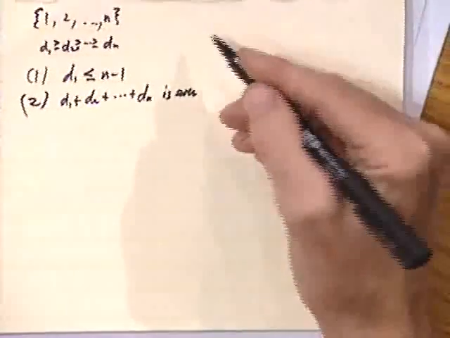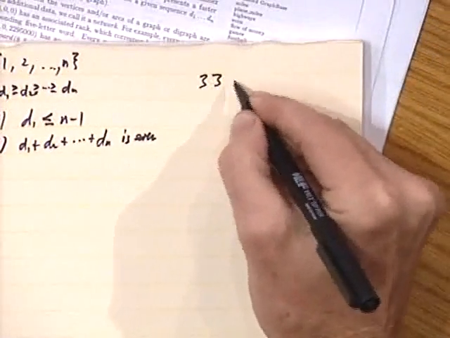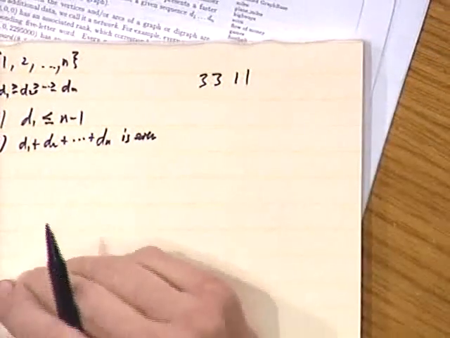Because you can have a degree sequence like 3, 3, 1, 1. There are some smaller ones using zeros, but anyway, let's suppose n is 4, and let's try to find a graph with degrees 3, 3, 1, 1. So vertex 1 has to be connected to 3 vertices, so it's got to be connected to 2, 3, and 4.